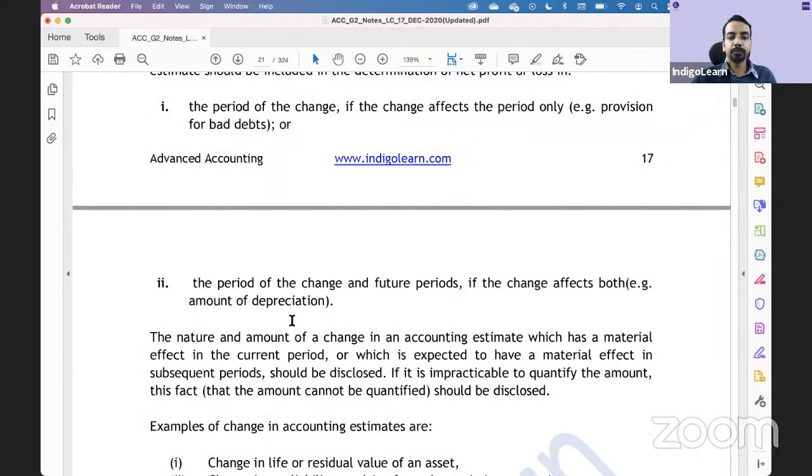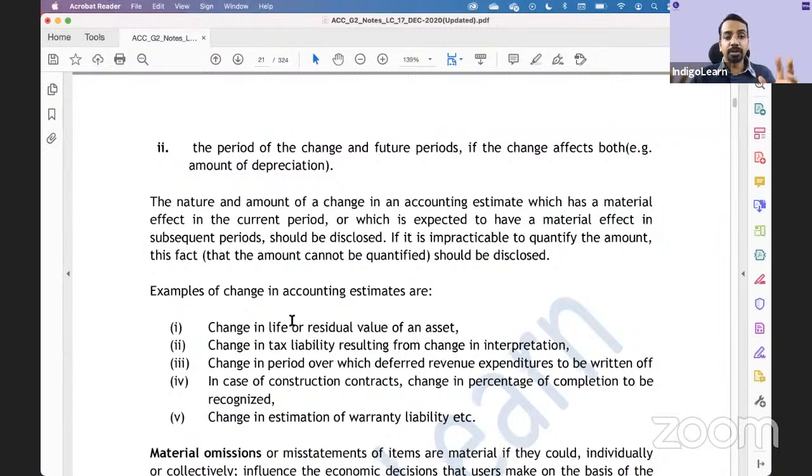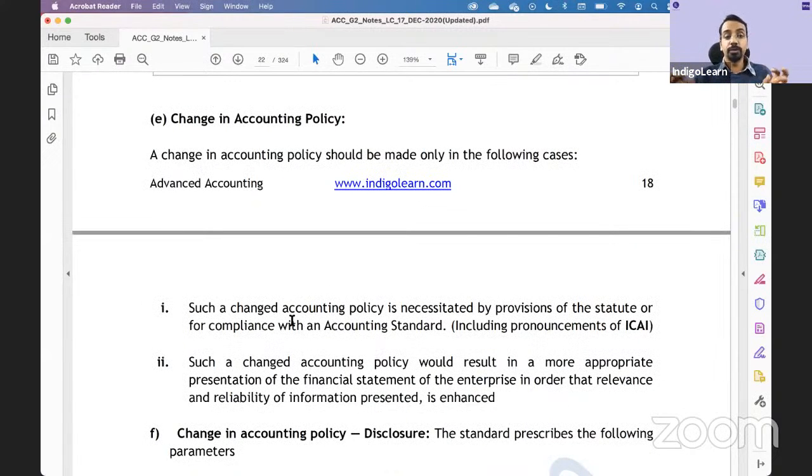Then changes in accounting policies. Again, another favorite question, which gets tested quite often. When can an entity change its accounting policy? So a change in accounting policy is permitted if it is necessary by provisions of statute, that is law, or for compliance with an accounting standard.